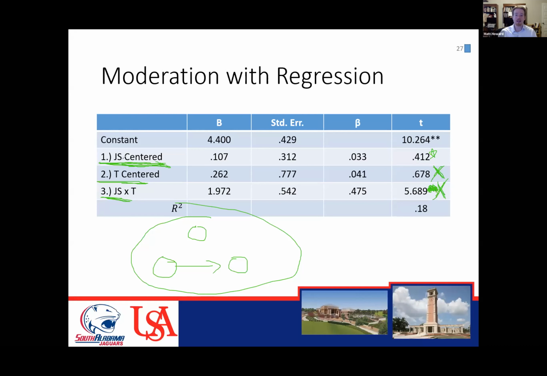So if you find out yourself, if you find documentation somewhere on the internet that says, hey, here's exactly what Jamovi does when you tell it to do moderation, please let me know. I would greatly appreciate that. And that goes for the entire class.